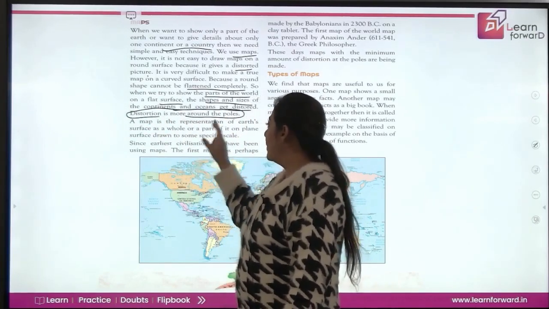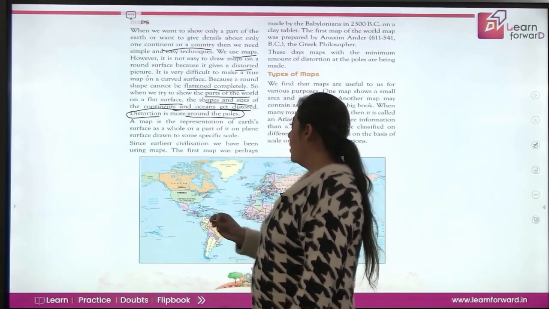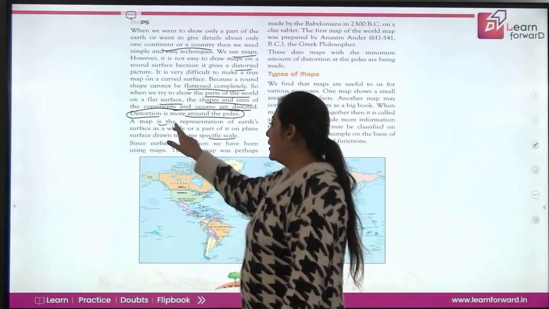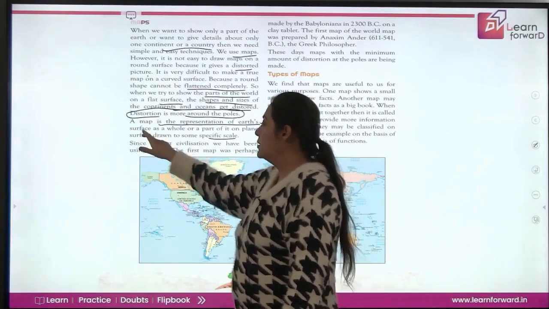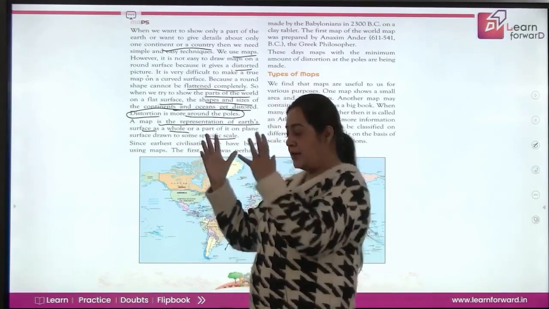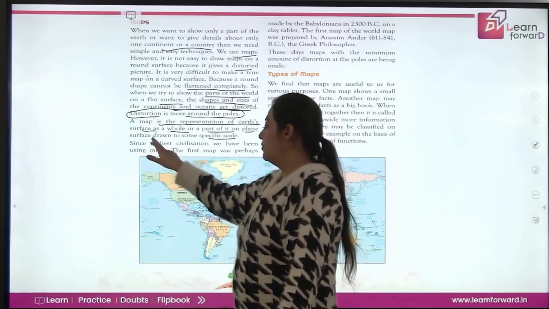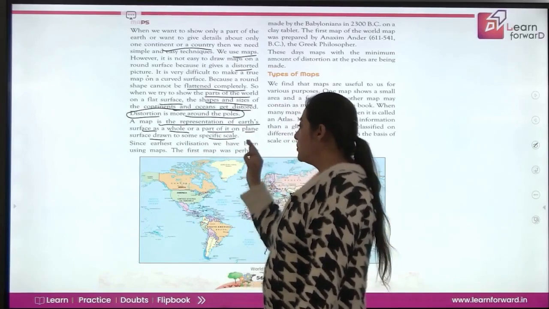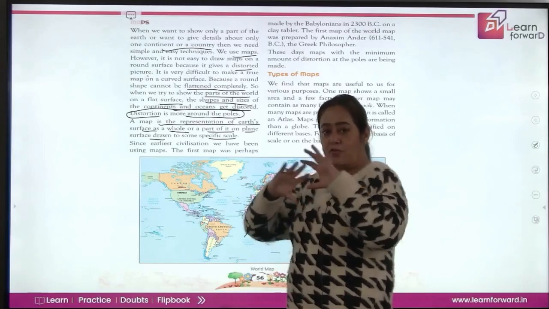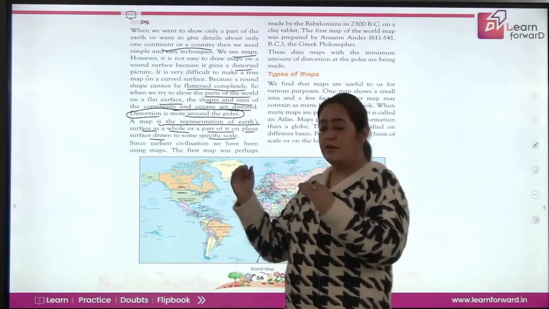So, a map is a representation of Earth's surface as a whole or a part on a plane surface drawn to some specific scale. So, what is a map? A map is a representation of Earth's surface, as a whole or as a part. You can completely depict it or as a part on a plane surface, and we have a specific scale to it. So, let's repeat, what is a map? A map is a representation of the Earth's surface as a whole or a part of it drawn on a plane surface with regard to scale.